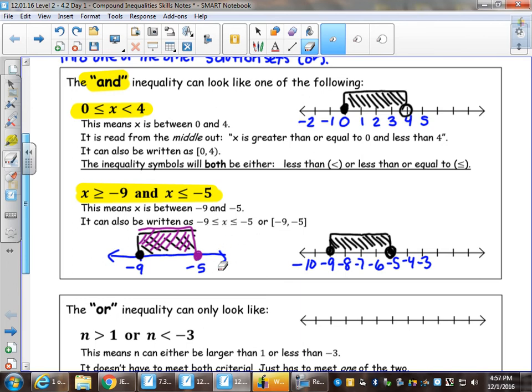In Algebra 2, I would like us to just be able to jump to having this graph be our answer right away.